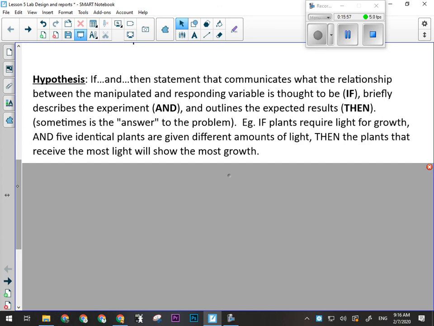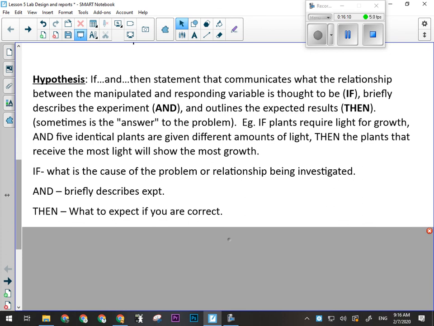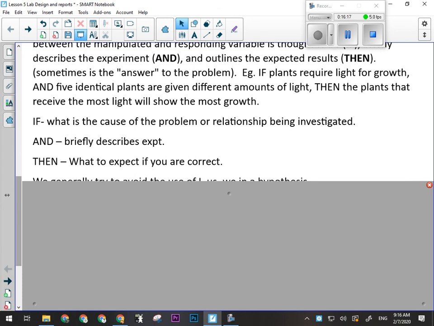The if part is what you think is going on. The and part is the experiment. The then part is your results, or what you're going to be able to do afterwards. So what we've got here: if, the cause of the problem, and briefly describe the experiment, then what you expect if you are correct.